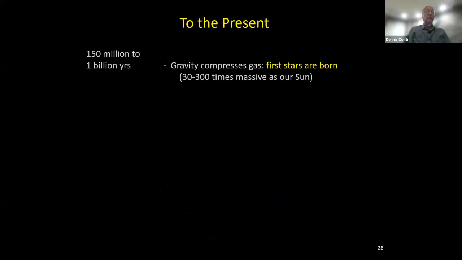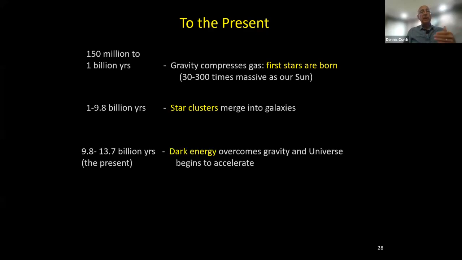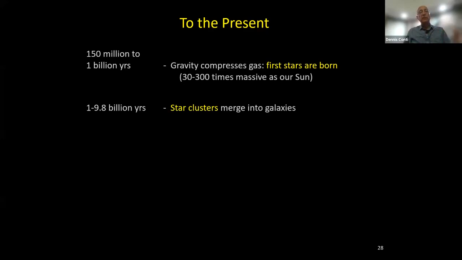Okay, then to the present, 150 million years after the Big Bang to 1 billion years, gravity compressed gas, and the first stars were born. These were huge stars, 30 to 300 times as big as our sun. Star clusters then merged into galaxies. This is about the time, by the way, when the Milky Way galaxy was formed and when our solar system was formed.